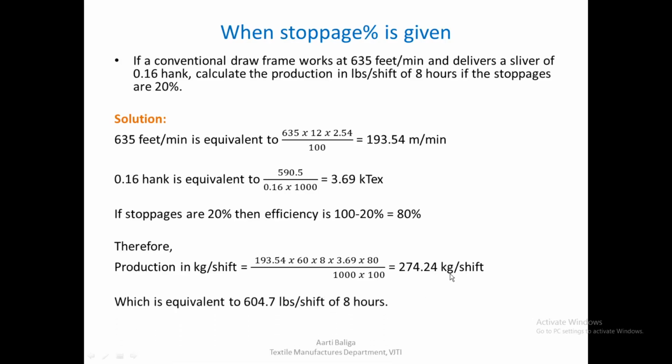This is in kgs, and if you carefully look at the problem, it has been asked in pounds per shift. So I will have to multiply this by 2.205 to convert it to pounds per shift of 8 hours. This is the production, 604.7.